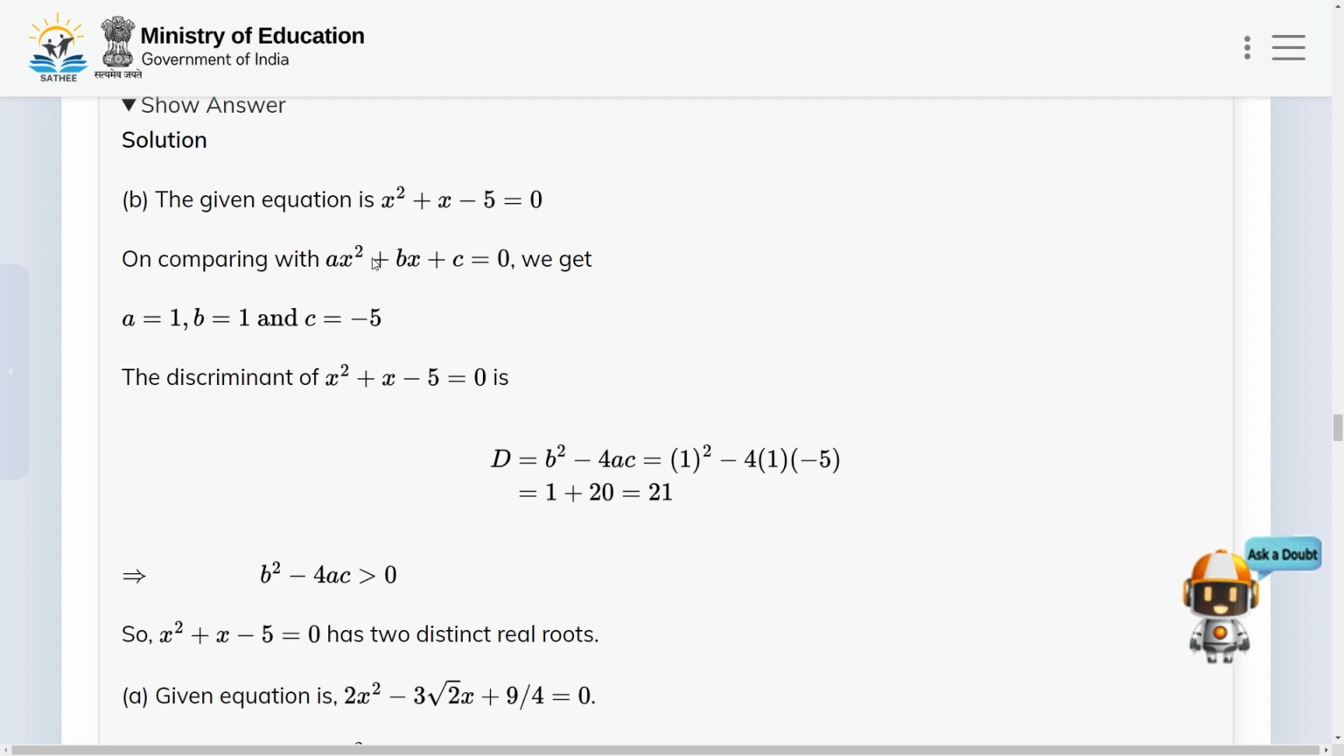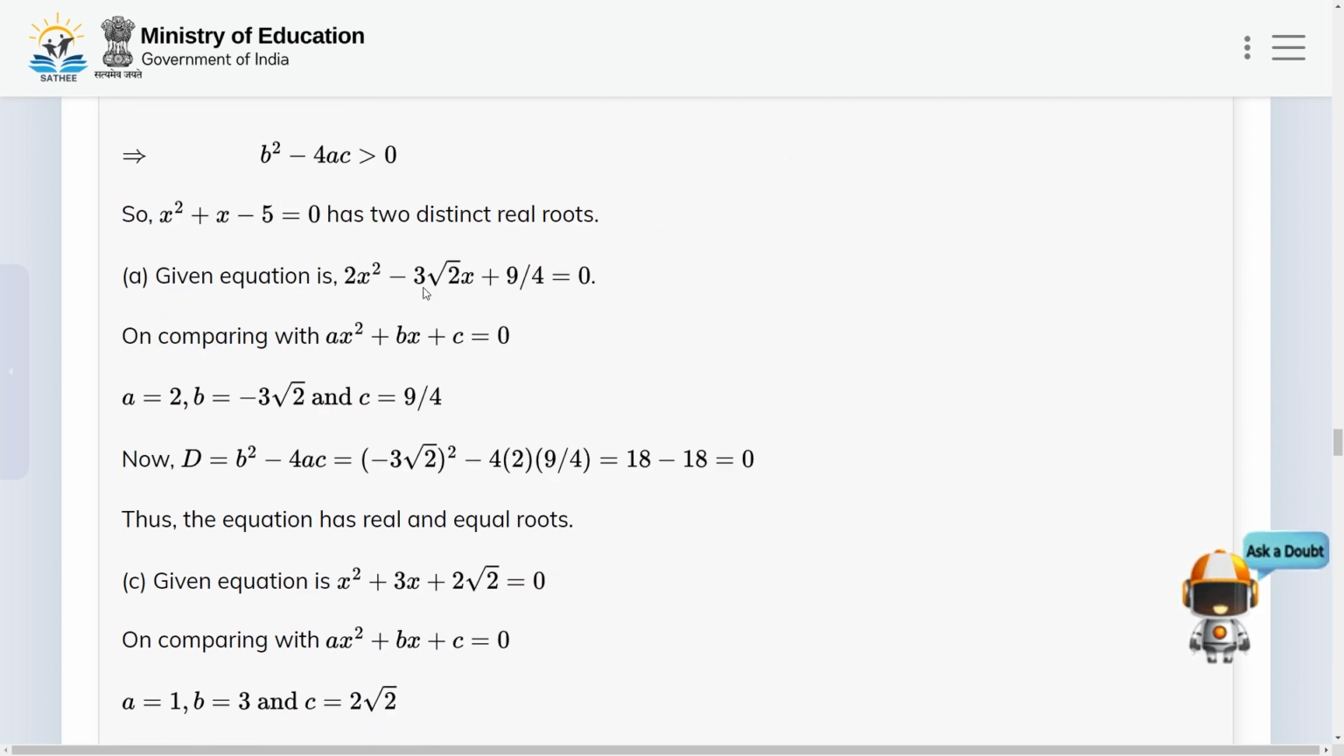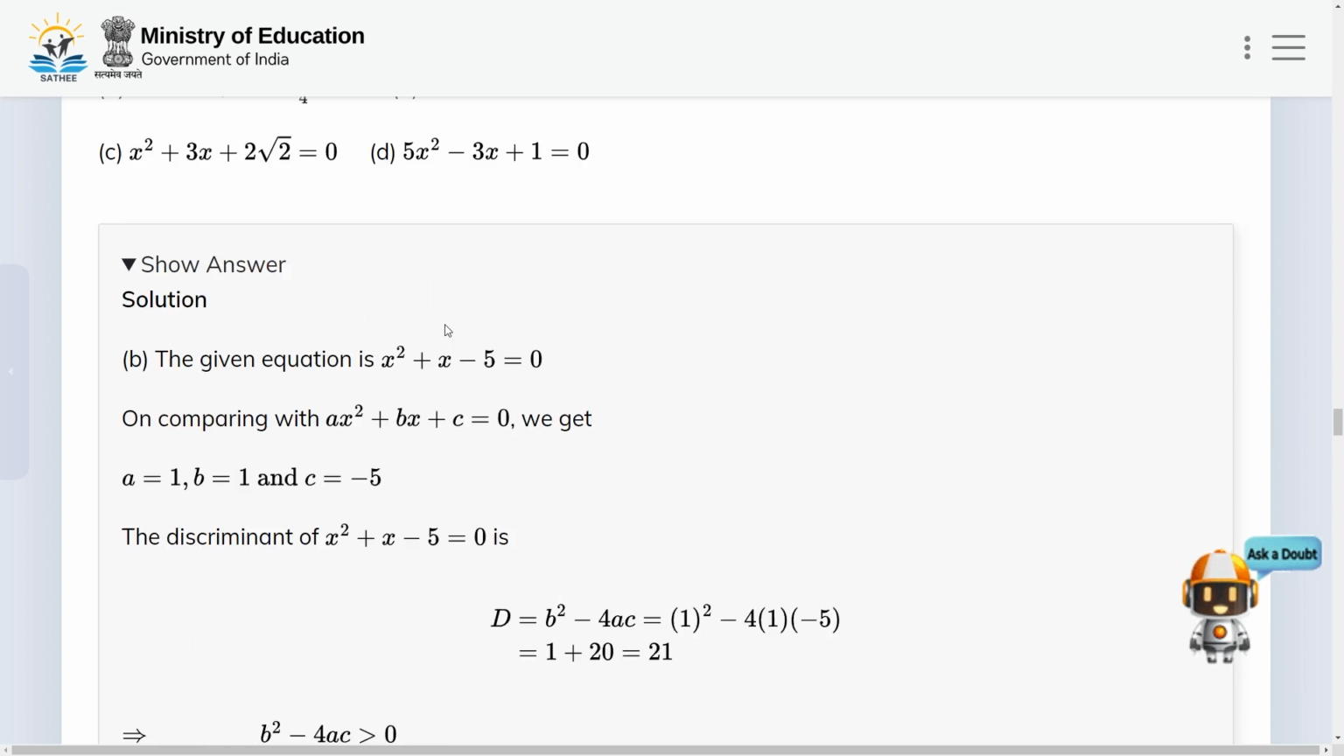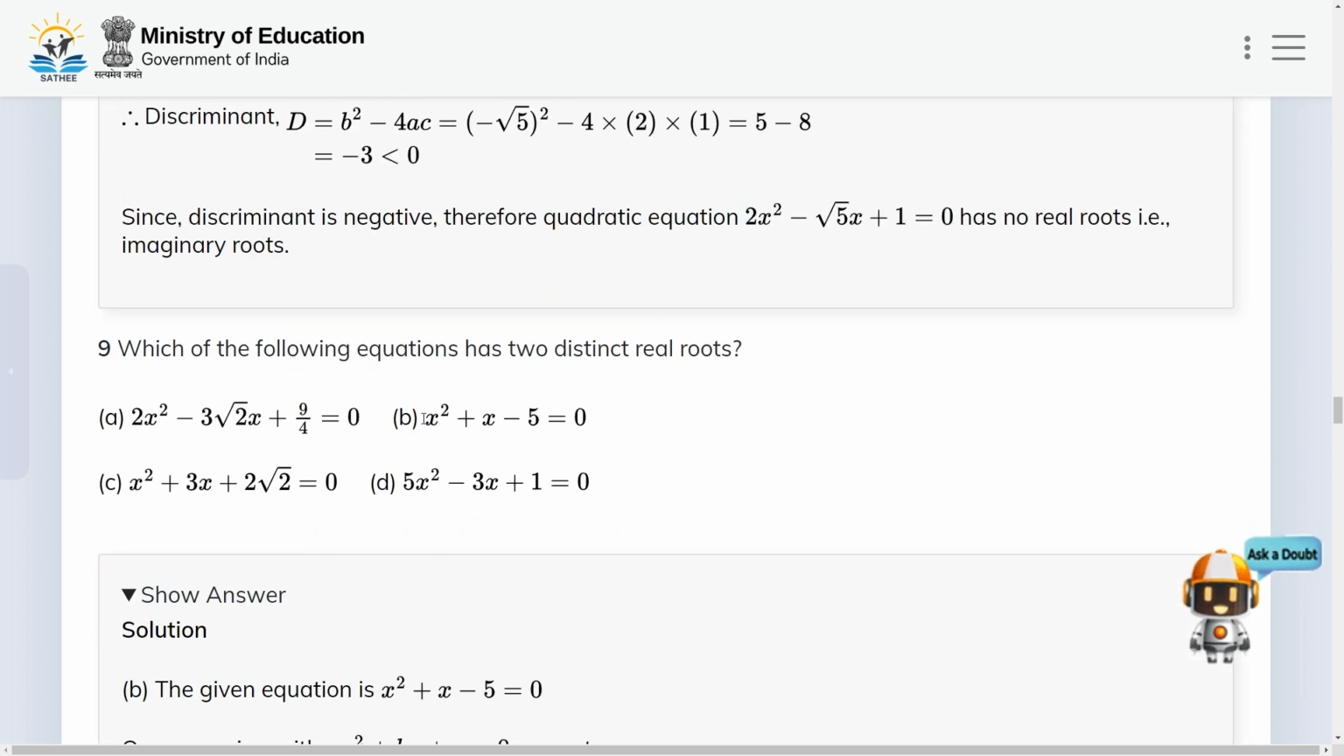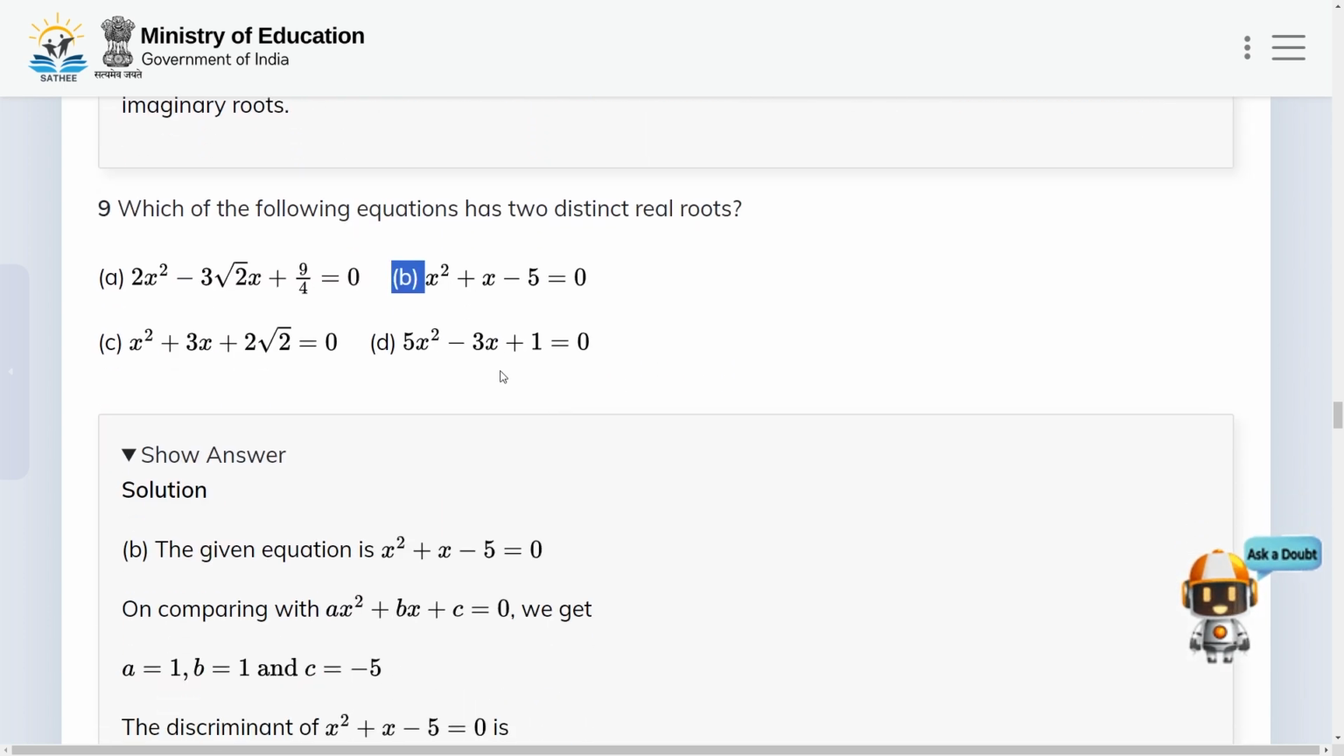Okay, so the discriminant of x square plus x minus 5 is equal to 0 is D is equal to b square minus 4ac, that is equal to 1 square minus 4 times 1 times minus 5, that is equal to 1 plus 20, that is equal to 21. Okay, and it implies D, that is b square minus 4ac, is greater than 0. So x square plus x minus 5 is equal to 0 has two distinct real roots. Okay, so option number B is the correct answer here.